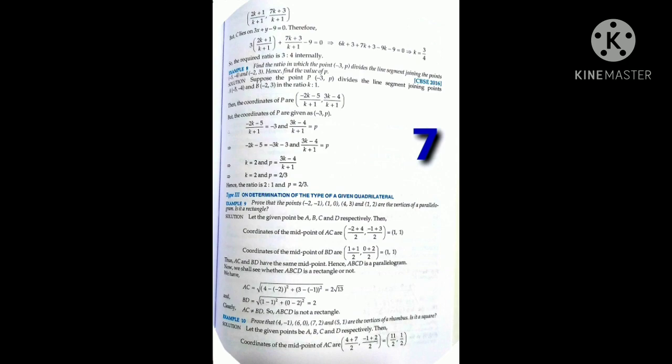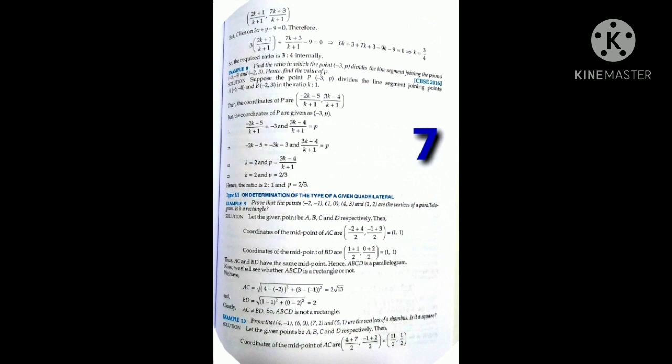Then the coordinates of the midpoint of AC using the midpoint formula will be given as (-2 + 4)/2, (-1 + 3)/2, which gives us (1, 1). And also the coordinates of the midpoint of BD are also (1, 1). That means AC and BD have the same midpoint. So we will say that this four-sided figure, quadrilateral ABCD, is actually a parallelogram.